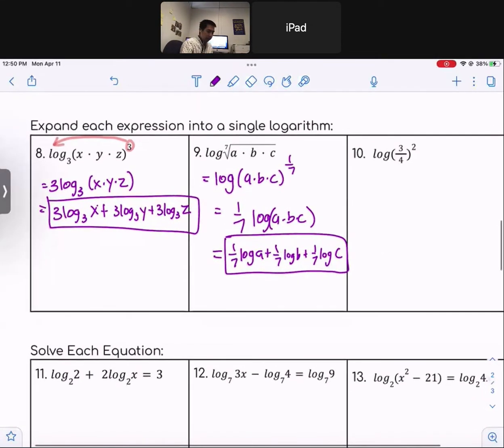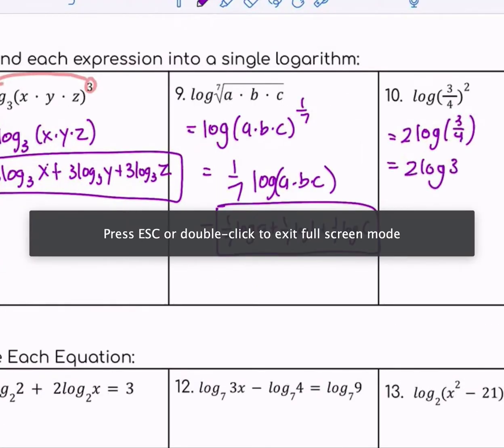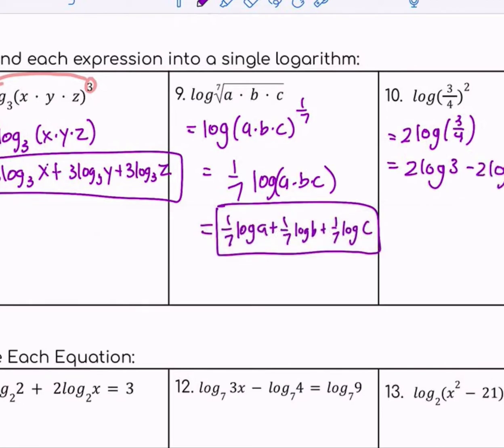And number 10, so bring the exponent down. And because it's division on the inside, when you expand it, quotient rule, 2 log base 3 minus 2 log base 4.